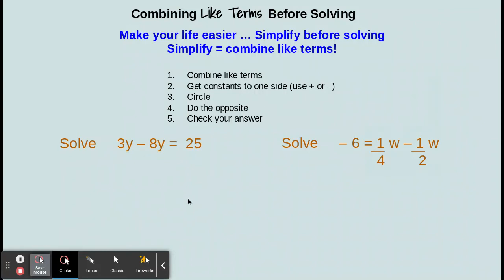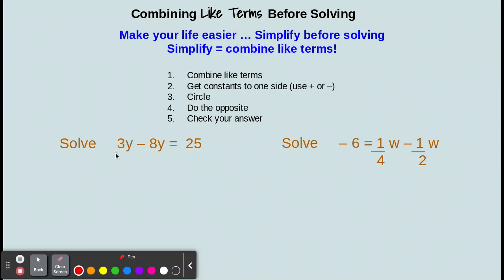Okay, now that you've had time to do that, we are going to go over combining like terms before we solve. Doing that actually makes your life easier, and you will have to do less calculations, less work. Remember, mathematicians like to be efficient, and so combining like terms helps us do a little less work, so we like it. All right.